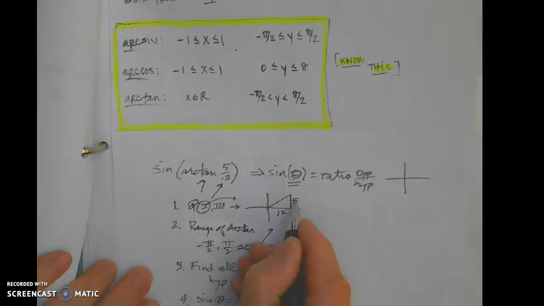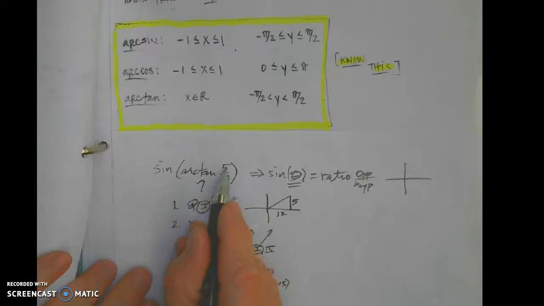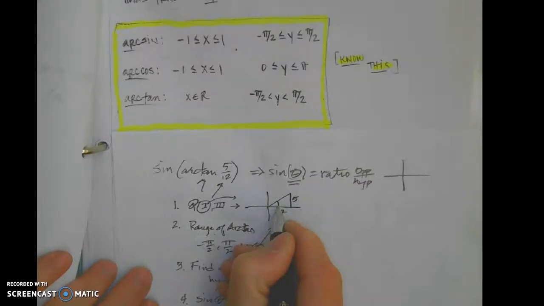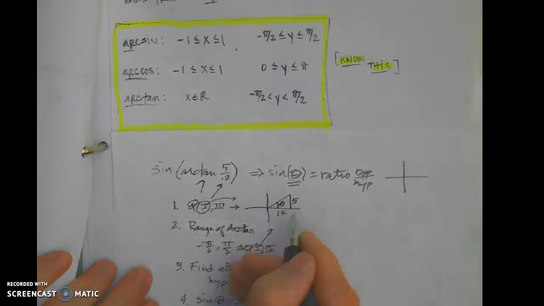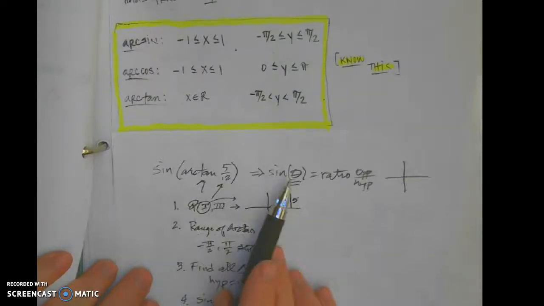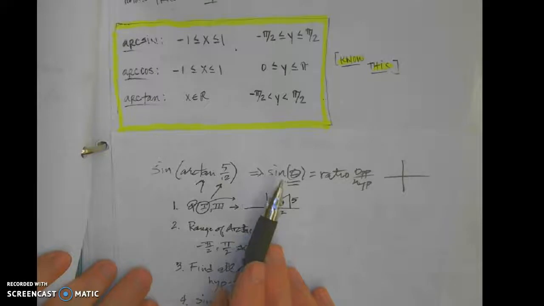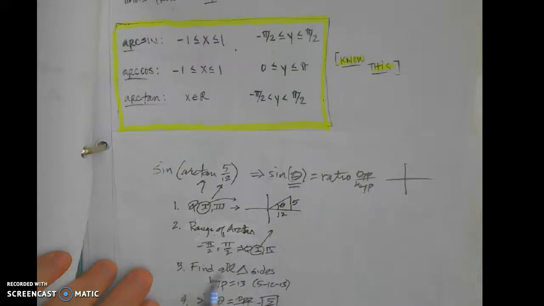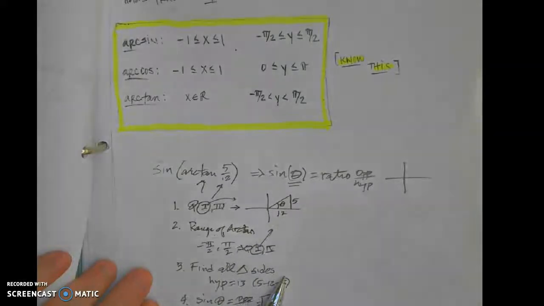Now, the side 5 is already given to us because we're talking tangent. 5/12, opposite over adjacent. So the side 5 and the side 12 are right there. I don't know exactly what this angle theta is, but I don't need to know what theta is because all I need is to know that I'm seeking the sine of theta that has 5 and 12 as two of its sides. So now I'm going to step 3, find all three sides of the triangle.